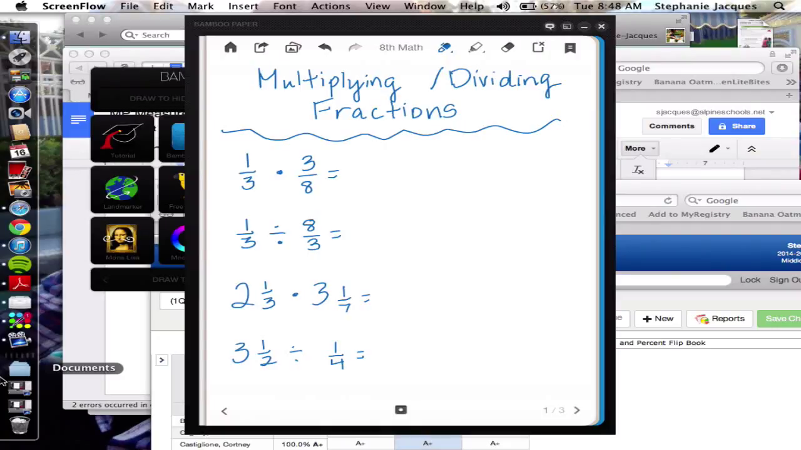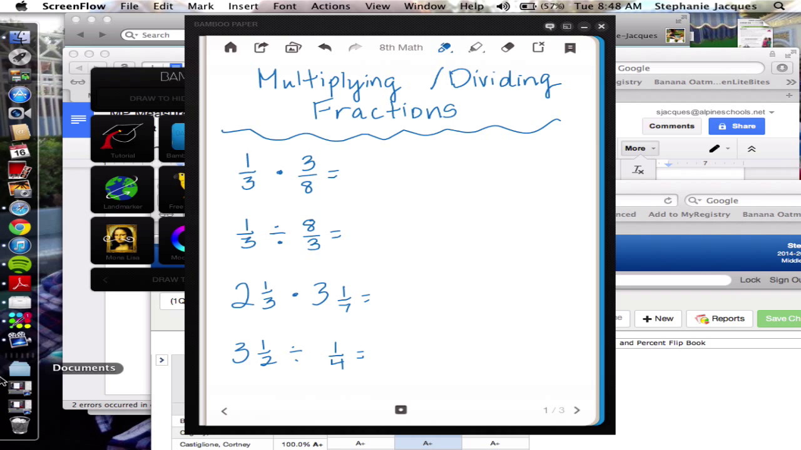Tonight we're going to look at multiplying and dividing fractions, and I know you guys have experienced this before, but I want to give you a review of it before we get into why this all works tomorrow. So when multiplying and dividing fractions, there's a few things you need to know.